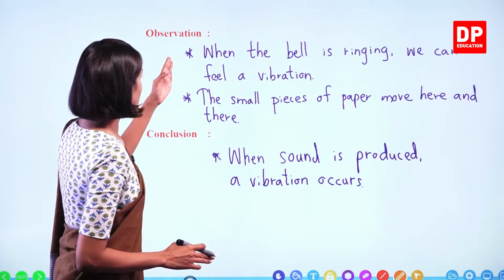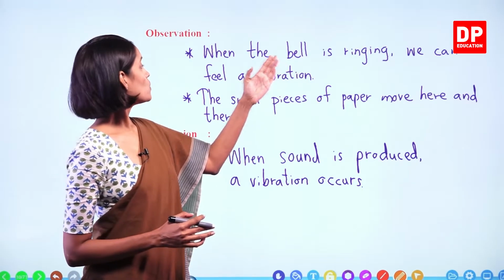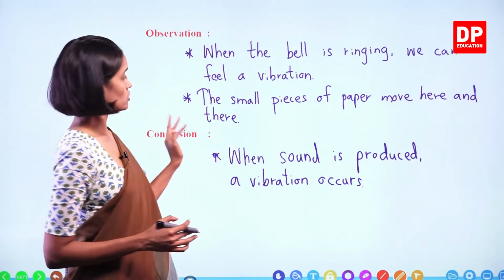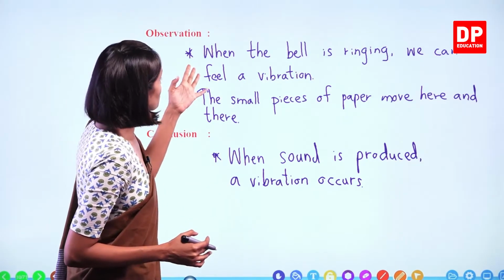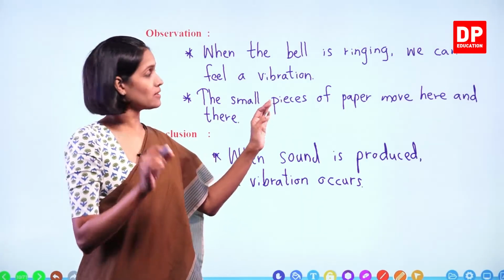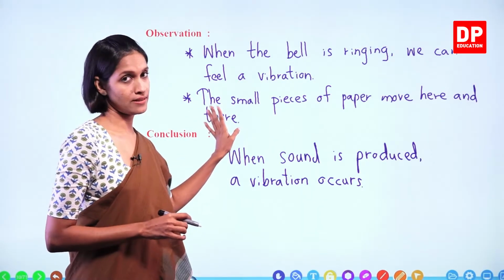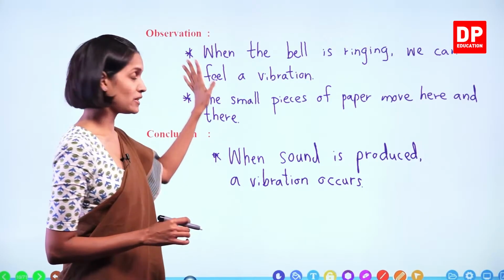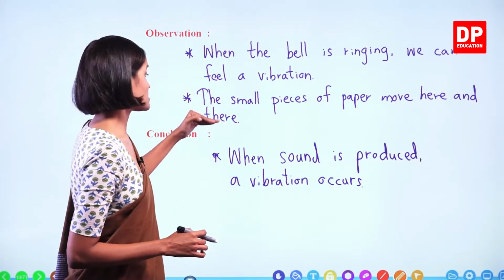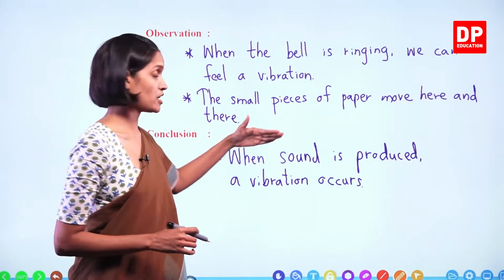So our observation again: when the bell is ringing, we can feel a vibration. Then the small pieces of paper kept on the bell move here and there. And the conclusion after doing this simple activity: when sound is produced, a vibration occurs.